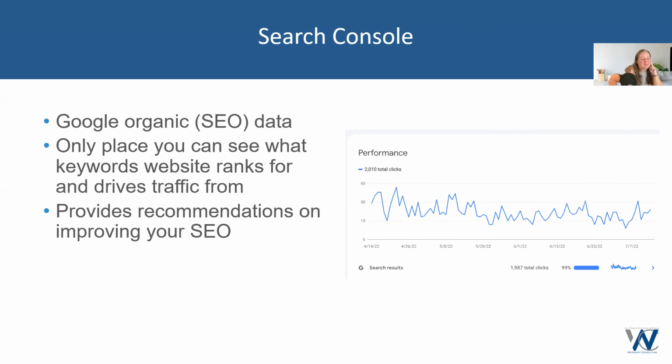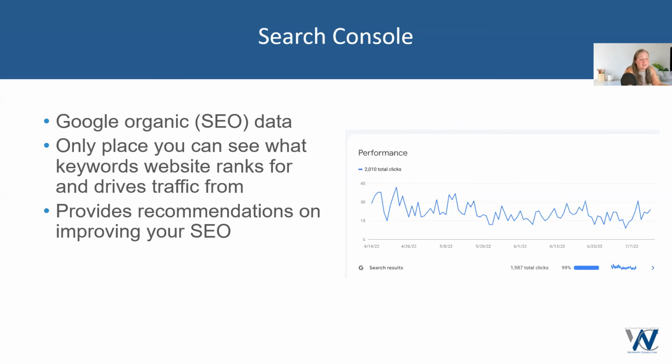And then we have Google Search Console. So this is your organic data. It's actually the only place you are going to see what keywords you rank for and what drives traffic. So example here, just the clicks and stuff. But if we got into the details, I could tell you what keywords, where they ranked from 1 to 100, for instance, how many impressions they had, what their click-through rate is.